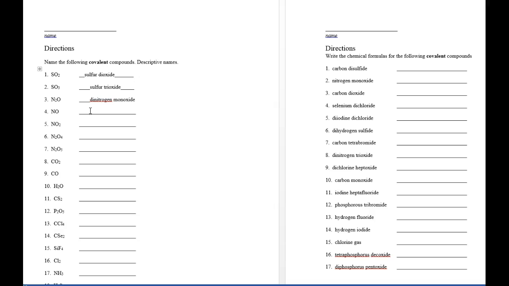So dinitrogen monoxide. What would I do with number 4? Yeah, nitrogen monoxide. Are you with me, Matt? I figured you were going to be a little bit. I probably need to help you with some of this. Okay, so we got nitrogen monoxide.